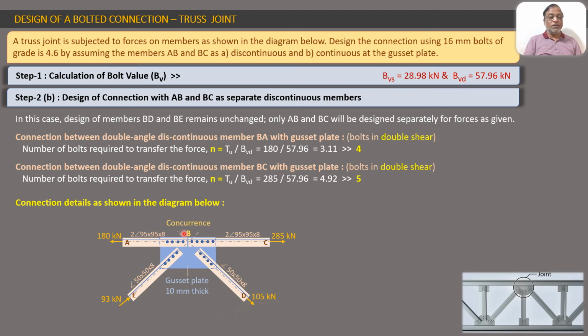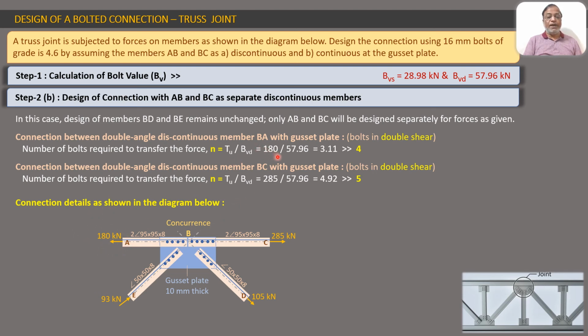Now we will have to consider BA and BC as 2 separate members. So, connection between double angle discontinuous member BA with gusset plate. Now bolts are in double shear, that we have to note. That is why we will get N is equal to TU upon BVD. What is TU? For BA, it is shown here, it is 180 kilonewton.